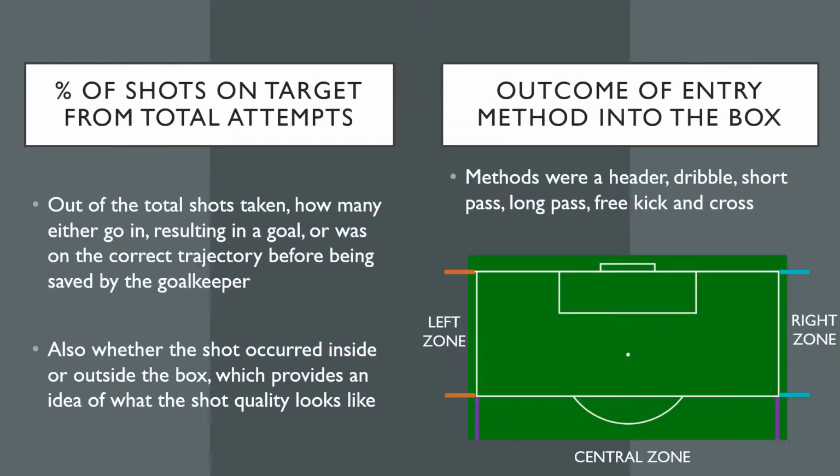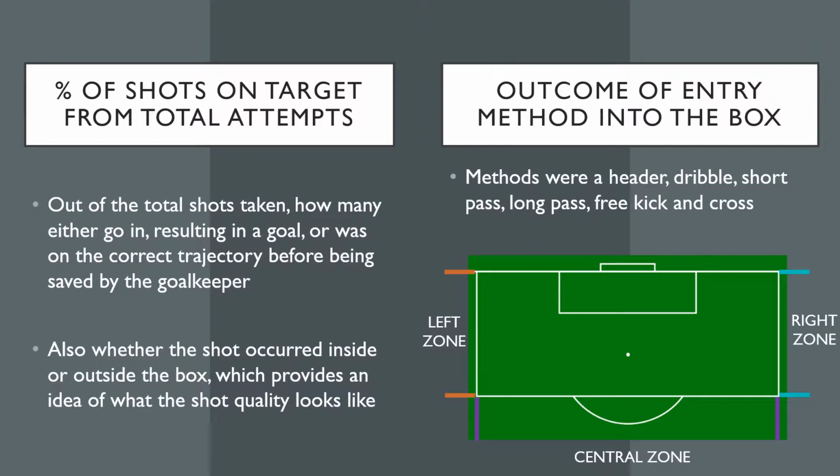ball. So to break these KPIs down further, the first one, being the percent of shots on target from total shots, is fairly self-explanatory. So out of all the total shots taken, how many actually went in the goal or was on the correct trajectory before being saved by the goalkeeper? And this KPI was also broken down into whether the shot occurred inside or outside the box. The point of this was to see what the shot quality looked like, given that the further from the goal the shot was taken, the lesser the chance of it resulting in a goal.